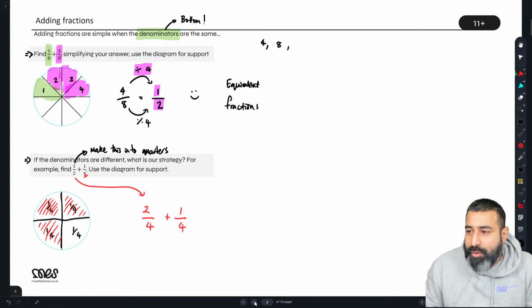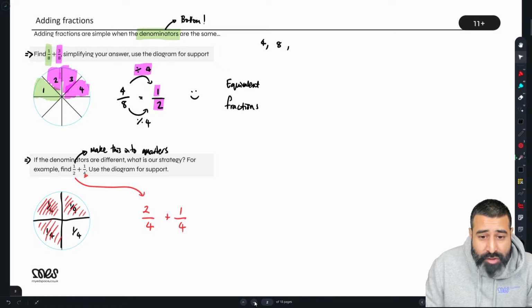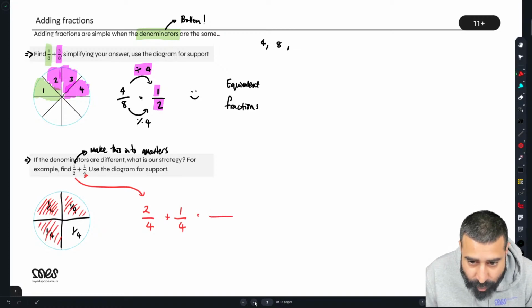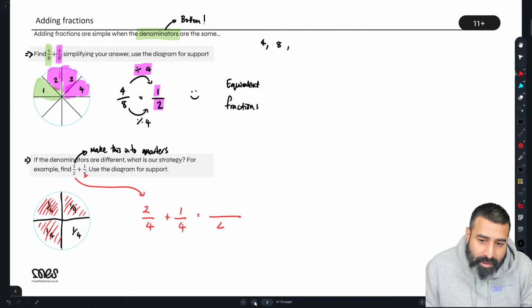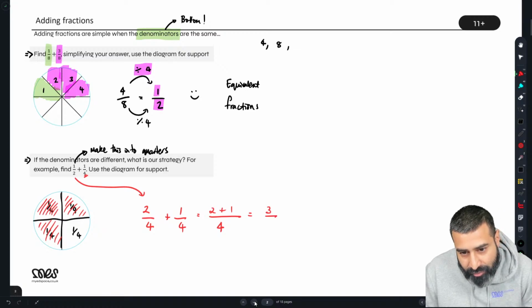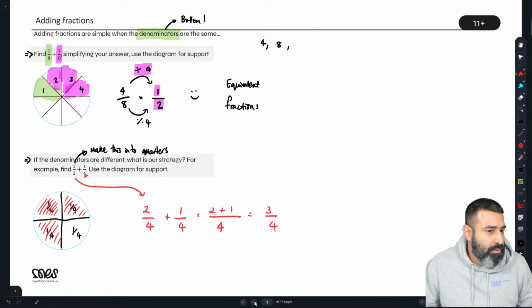And then I need to add this extra 1/4 on. So how many quarters do I have in total now? Now that my denominators are the same, I just look and add them up. 1, 2, and 3. Okay? So 1/4 plus 2/4 gives me 3 quarters. So when my denominators are the same, to add these fractions up, I just simply leave the denominator as a 4 and just add up the numerators. So this becomes 3/4. Jane Plays, all good?